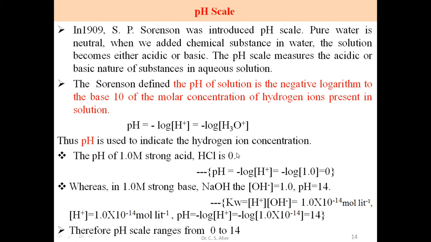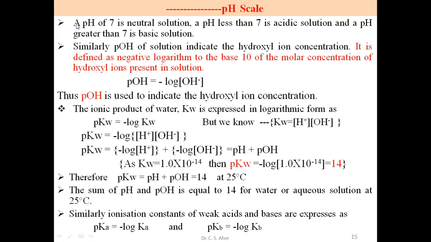So this is the pH range from acidic to basic solution. Therefore the pH scale ranges from 0 to 14, that is, acidic to basic condition. We know that pH 7 is a neutral pH, a neutral solution. A pH less than 7, that is toward 0, is an acidic solution, and a pH greater than 7 is a basic solution.